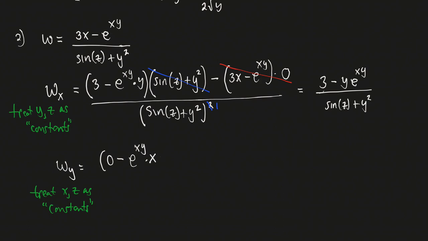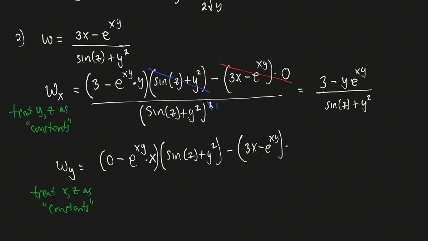Right, so chain rule here, just as it is here, but you can see the difference in terms of what we end up multiplying by. The derivative of the inner is different depending on what our variable of differentiation is, right? And then this part is still the same because we still have to take the derivative of the top times the bottom. So we have the sine of z plus y squared minus the top. So that's 3x minus e to the xy.